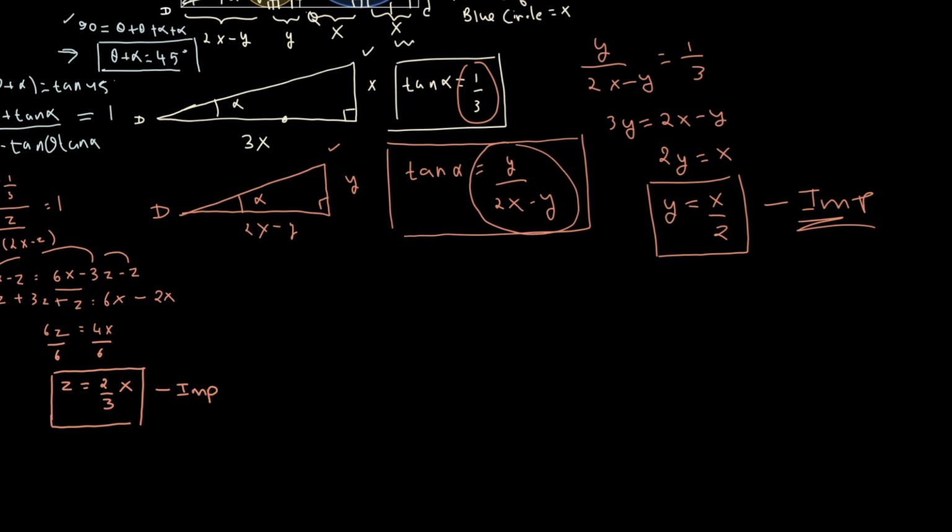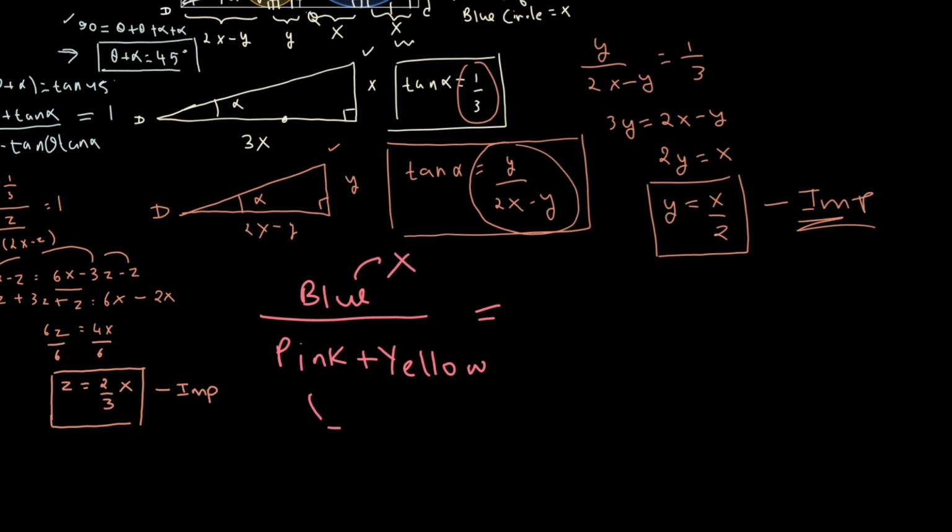So the question was to find the value of the fraction: area of the blue circle divided by area of the pink circle plus area of the yellow circle. Now here in this question we took the radius of the blue circle as x, radius of the pink circle as z, and radius of the yellow circle as y. Okay, recall that the area of a circle is pi times the radius squared. Now the radius of the blue circle is equal to x, therefore the area over there becomes pi x square divided by, now as the radius of the pink circle is z, area of the pink circle would be pi z square.